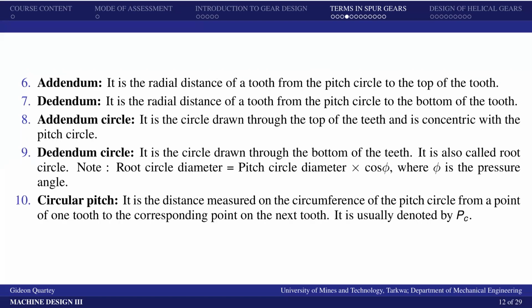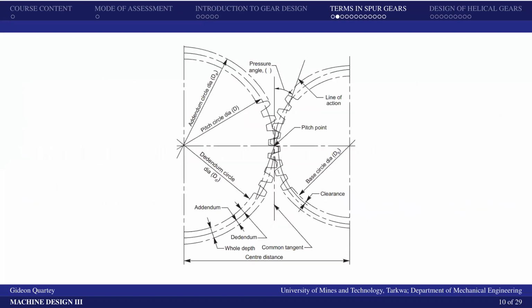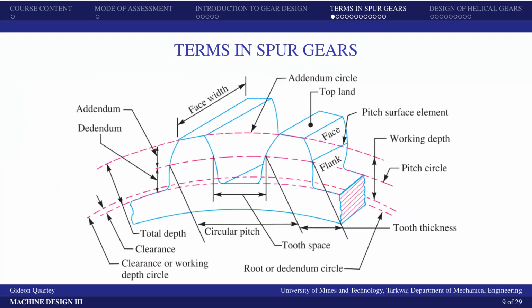Then we have the addendum, which is the radial distance of a tooth from the pitch circle to the top of the tooth. Then the dedendum is the radial distance from the pitch circle to the bottom of the tooth. And we can identify all that from this diagram here, that we have the addendum, which is this distance.